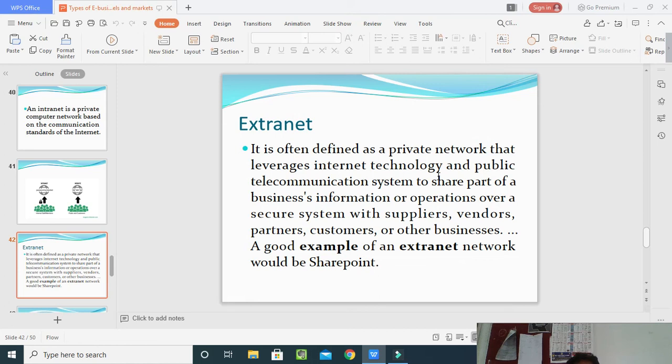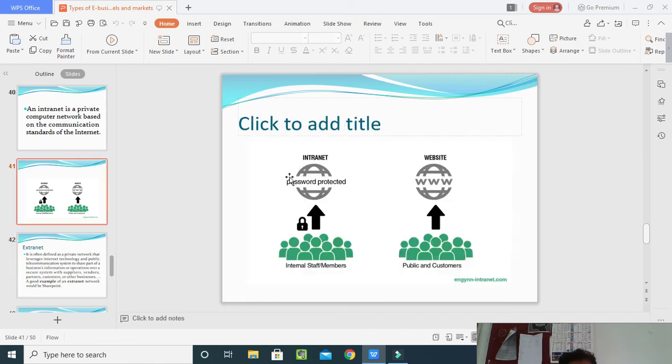A good example of an extranet network would be SharePoint. What all the SharePoints will be there, they are able to identify. What is the use of this? Extranet is used for public purposes, using internet technology for public communications and telecommunications. It is also used for business information or operations, for a secure system with suppliers, vendors, partners, customers, and all other business activities from top to bottom.